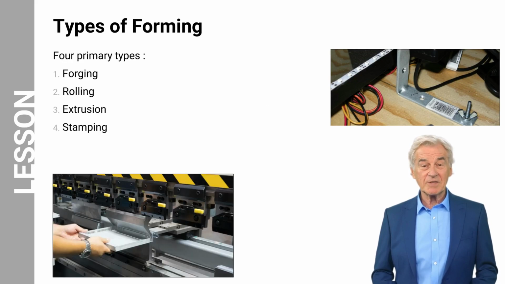The primary forming processes used for this purpose are forging, rolling, extrusion, and stamping. Each of these methods has its unique applications and advantages. In the next slides, we will learn about these types of forming processes in detail.